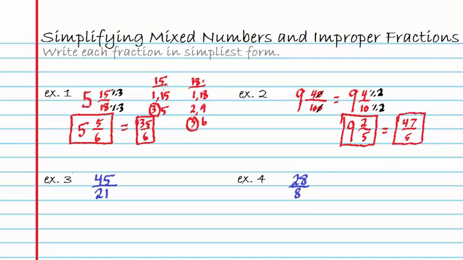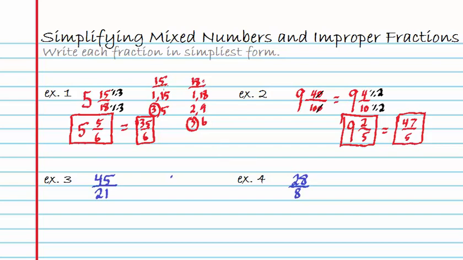Okay, in examples 3 and 4, we have two improper fractions. So the process is the same. We look for our greatest common factor, and then we divide that greatest common factor out. And if you have to change it to a mixed number, I wait until the end. That way the numbers are as small and reduced as possible.